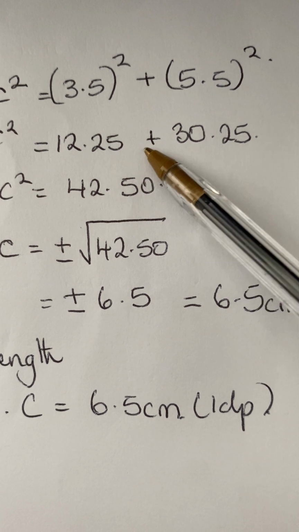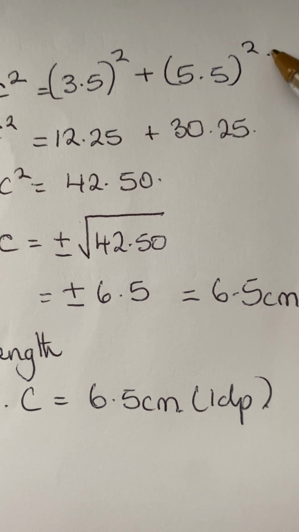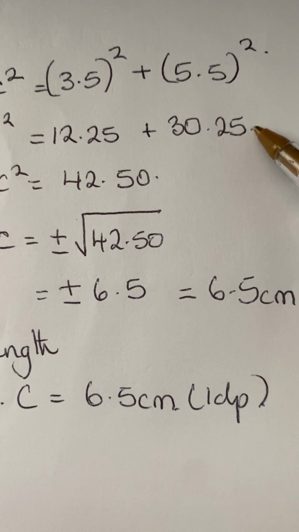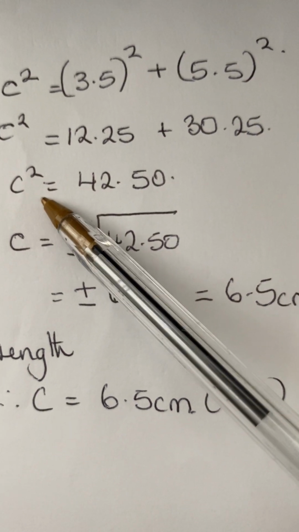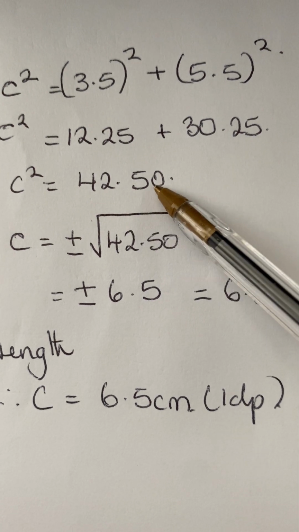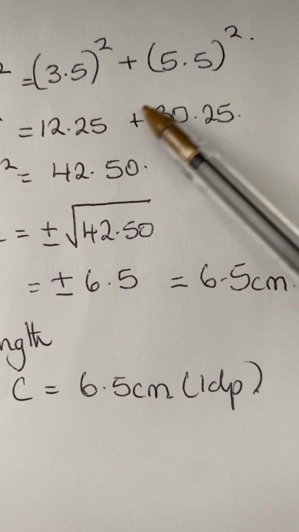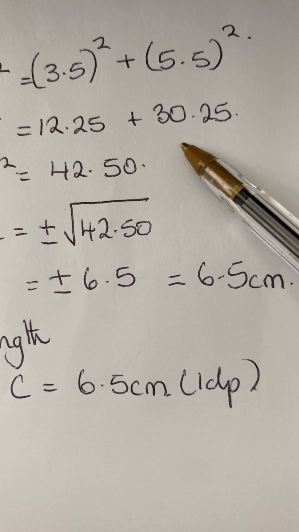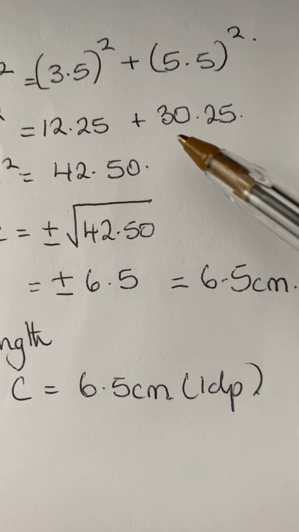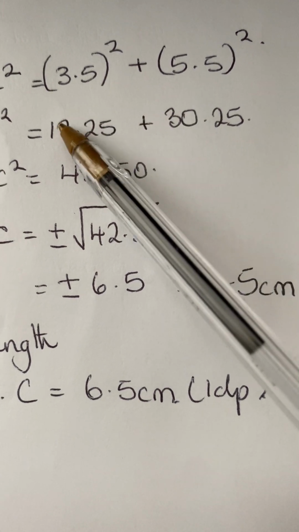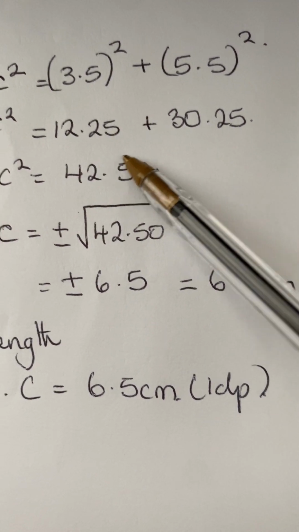12.25 plus 5.5 squared, which is 30.25. If you add both of them together, C squared now will be 42.50. Now, when you are using the calculator, don't just be writing what the calculator gives you. I've made a video about estimation. So 12 and 30 will be 42. So this is about right.